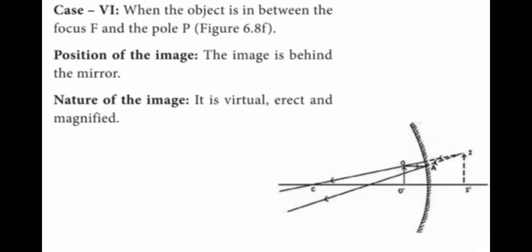Finally, case 6. When the object is in between focus F and the pole P, the position of the image is behind the mirror. Keep it in your mind. When the object is kept between focus and pole, the image is formed behind the mirror, not in front of the mirror. Nature of the image: it is virtual, erect and magnified.